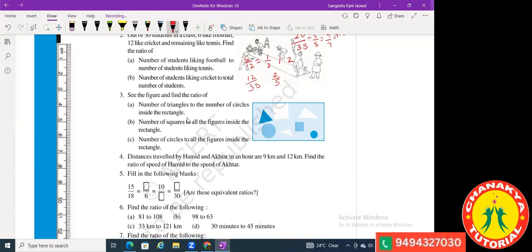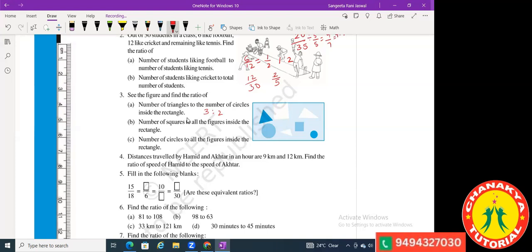Tell me, what is that? How many triangles are there? Ma'am, triangles are 3. Triangles are 3, yes. Ma'am, circles are 2. Circles are 2. So what is the ratio? Ma'am, 3 by 2. You can say 3 is to 2. Otherwise 3 by 2 is also correct, but the actual way of saying is 3 is to 2.